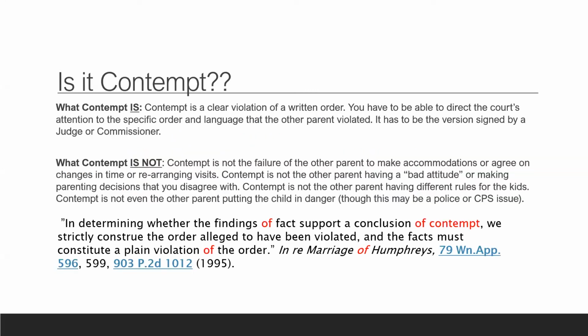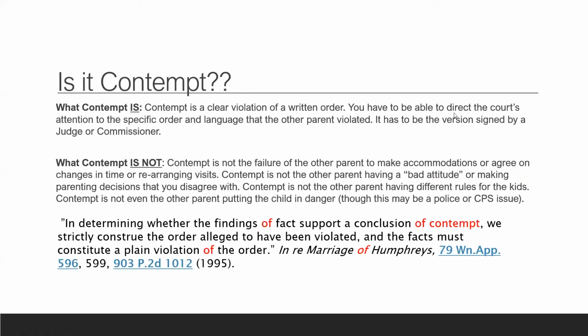So you need to ask yourself, is it contempt when you're having a problem with the other parent, or is it some problem or ambiguity with the parenting plan itself? If so, you can resolve that problem or ambiguity by using the modification mechanism. So what is contempt? Contempt is a clear violation of a written court order.